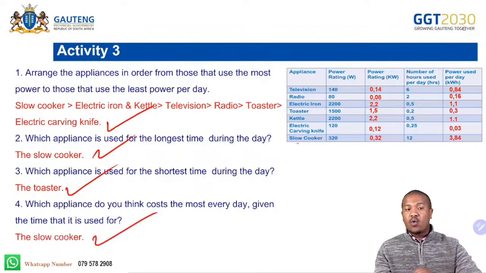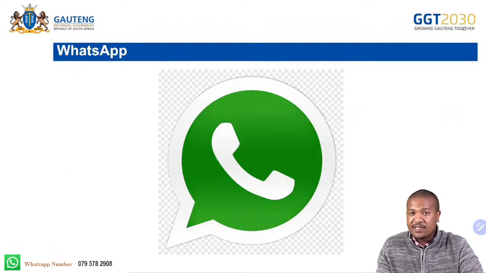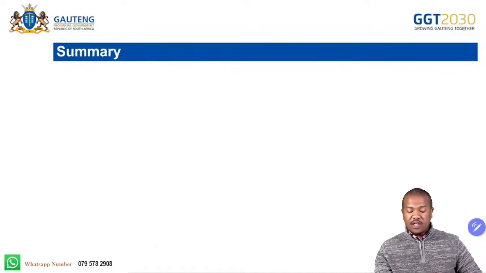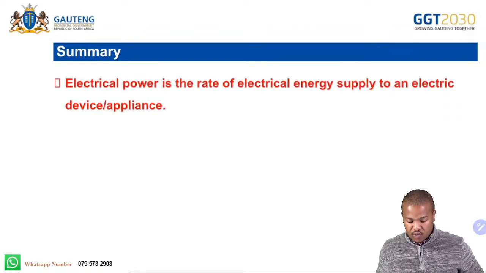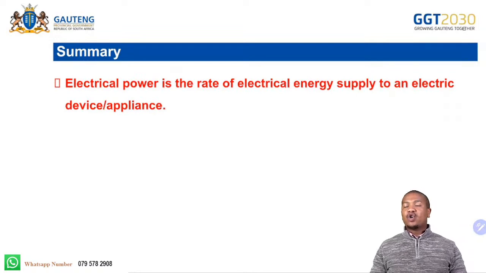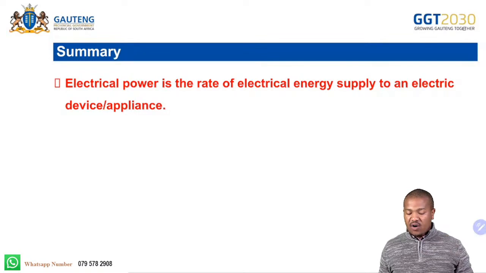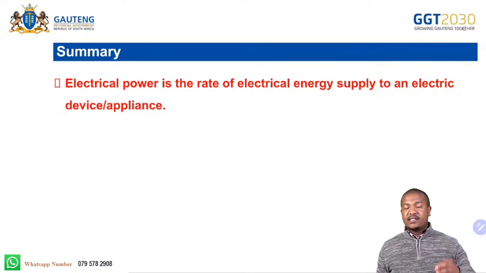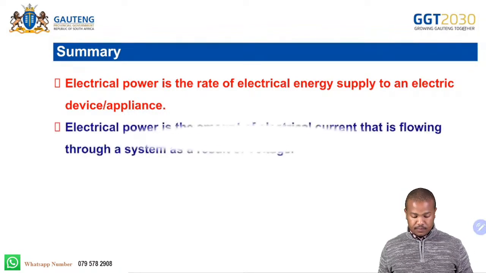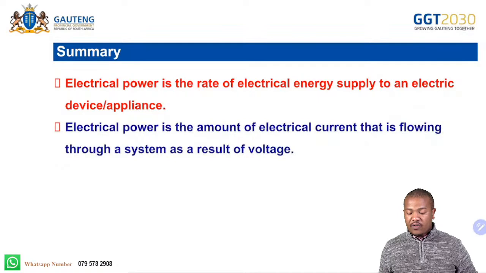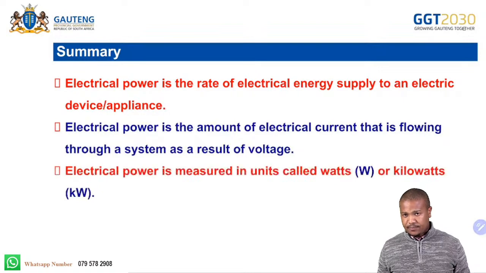So now we are going to move on to our WhatsApp section, and it seems like there are no WhatsApp questions today. So we are simply going to summarize what we have learned for today. Today we talked about the cost of electrical power. We say that it is the rate at which electrical energy is supplied to a device or an appliance. Also, we talked about the fact that electrical power is the amount of electrical current that is flowing through a system as a result of voltage.